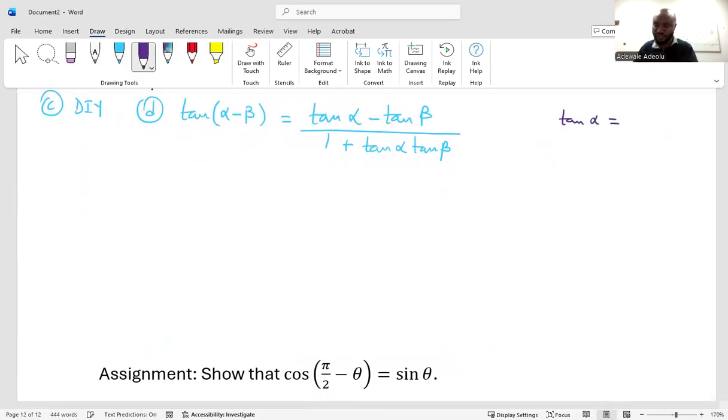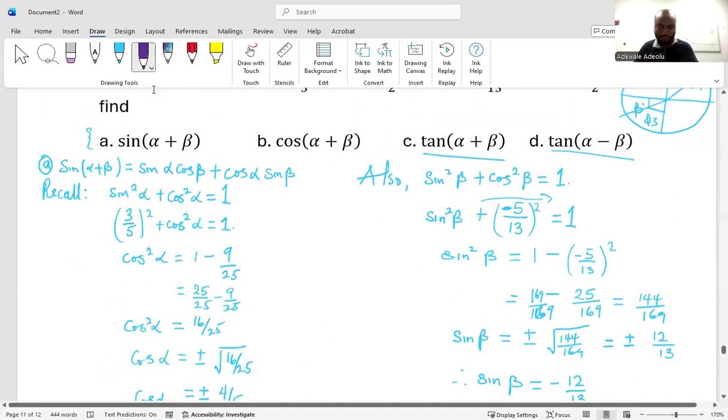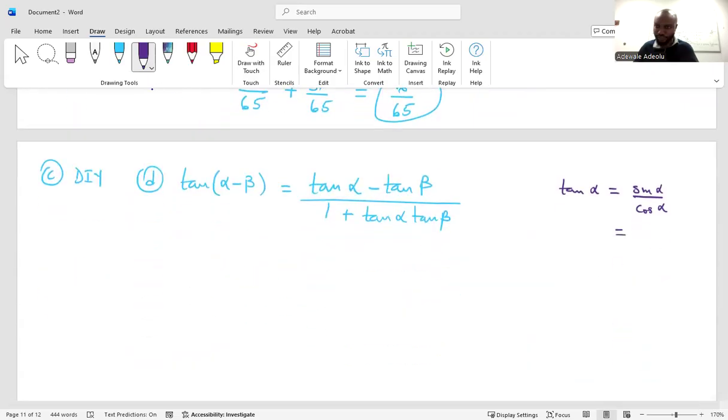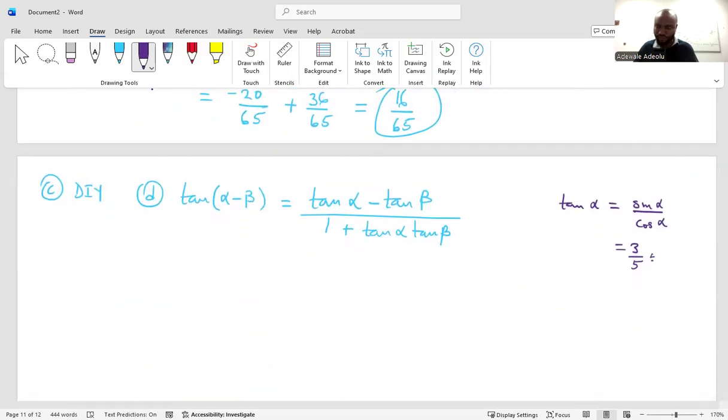Tangent of alpha is sine of alpha divided by cosine of alpha. So which is, what is sine of alpha? Sine of alpha is 3 over 5. So that is 3 over 5 divided by cosine of alpha. We find it to be 4 over 5. So that is 3 over 5 times 5 over 4. Here 1, here 1. So our answer is 3 over 4. We know that.